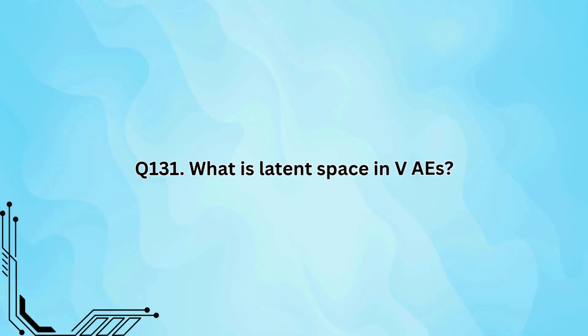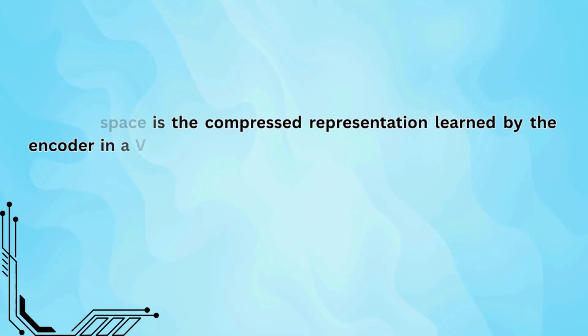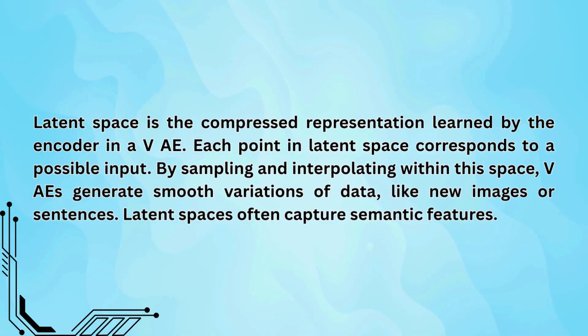What is latent space in VAEs? Latent space is the compressed representation learned by the encoder in a VAE. Each point in latent space corresponds to a possible input. By sampling and interpolating within this space, VAEs generate smooth variations of data, like new images or sentences. Latent spaces often capture semantic features.